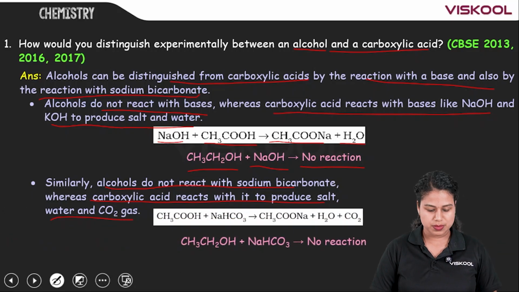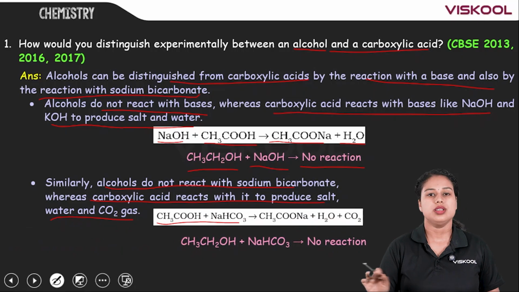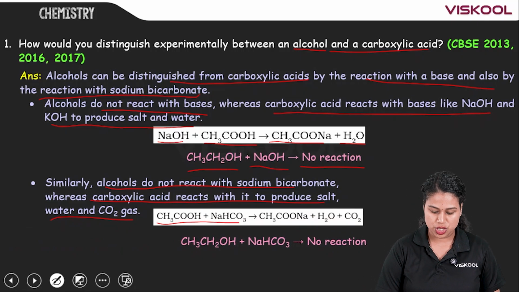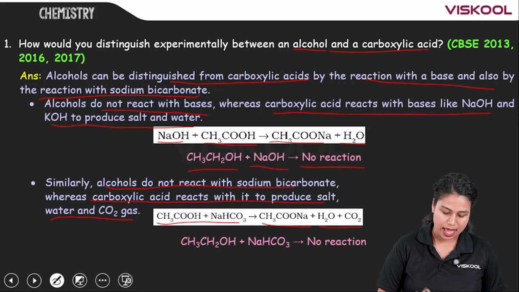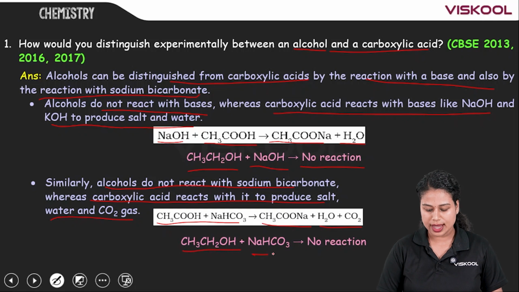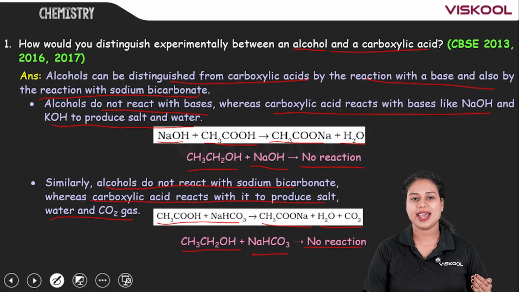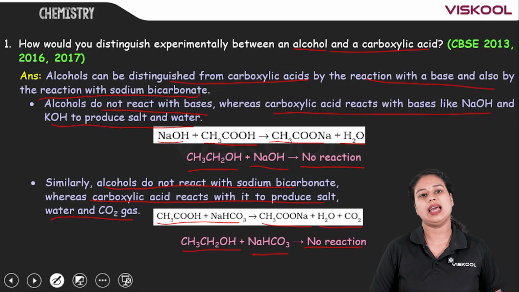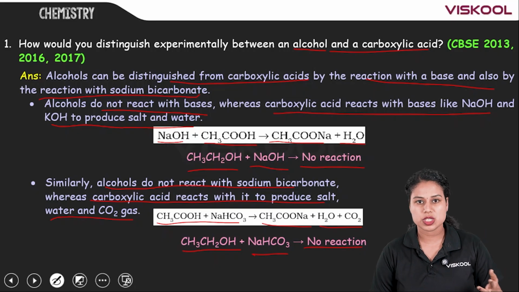So here comes the reaction. Acetic acid, or ethanoic acid, on reaction with sodium bicarbonate, NaHCO3, forms a salt, CH3COONa, along with water and carbon dioxide. Ethanol on reaction with sodium bicarbonate has no reaction. So by these two reactions, we can experimentally distinguish between an alcohol and a carboxylic acid. We can make use of a litmus paper too.